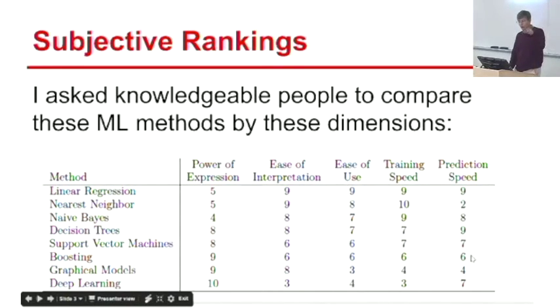How many people have heard of decision trees? How many people have heard of support vector machines? How many people have heard of boosting? So some people have heard of all of these things. What stands out to you when you look at these numbers, especially in the middle of the chart? Yeah?